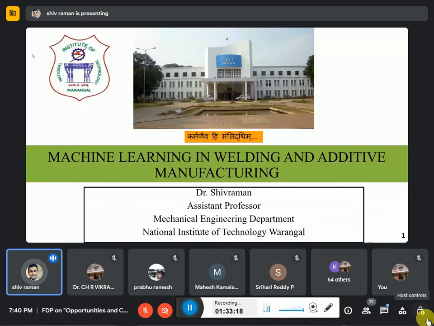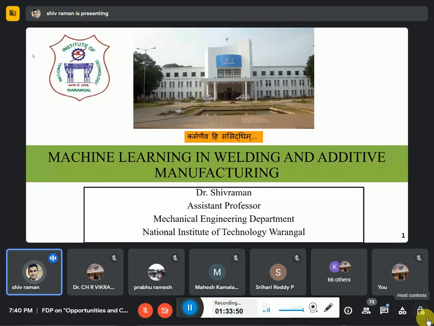You might have gone through the machine learning basics from other resource persons also, but here I will try to align these basics with the application in welding and additive manufacturing. I hope few people in this FDP are allied to this area. And I will also discuss three or probably four case studies of the research we have conducted.